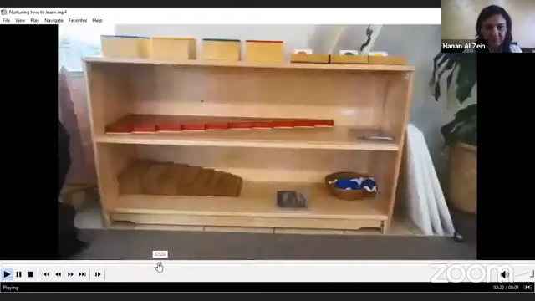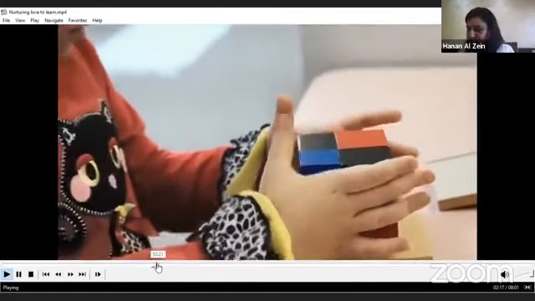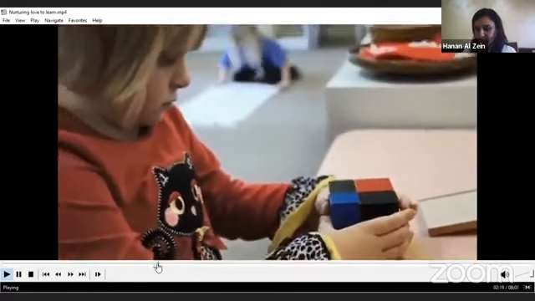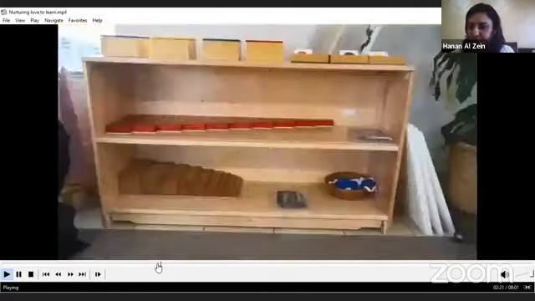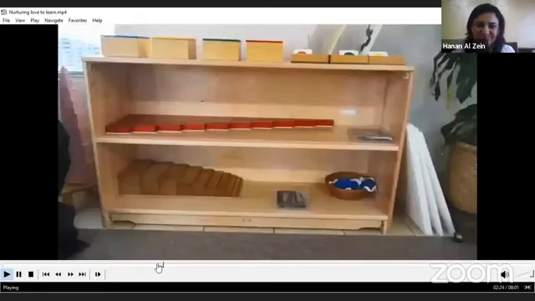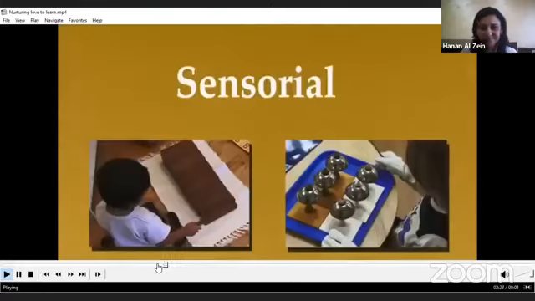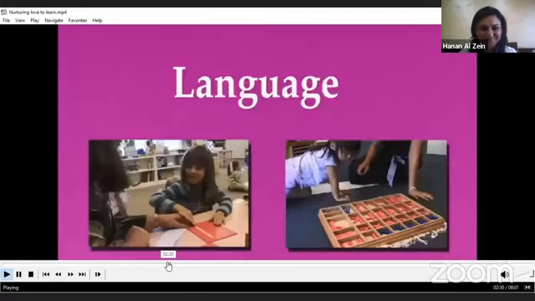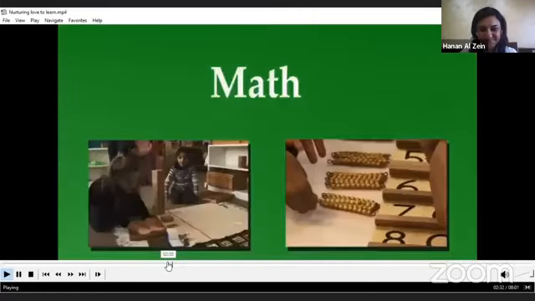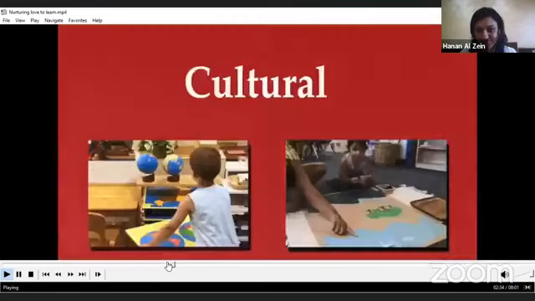Practical life, or organize knowledge through their senses. All the materials in a Montessori classroom are organized into one of 5 curriculum areas: practical life, sensorial, language, math, and cultural.